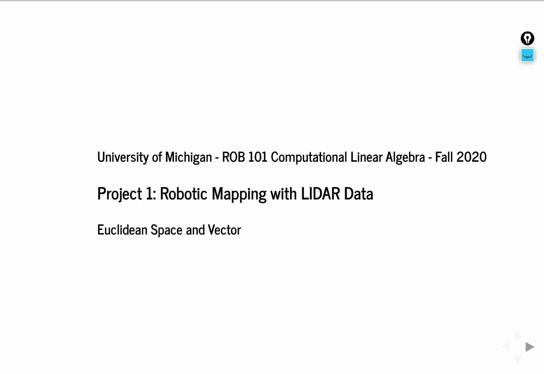In the next 4 videos, we're going to talk about some background we need for Project 1. In Project 1, you're going to build a robotics map using LIDAR data. In this video, we're going to talk about Euclidean space and vector.